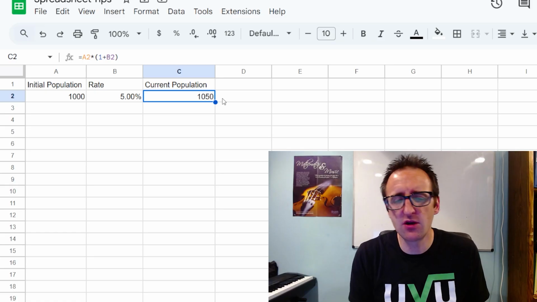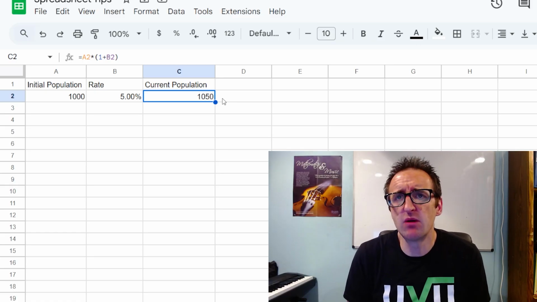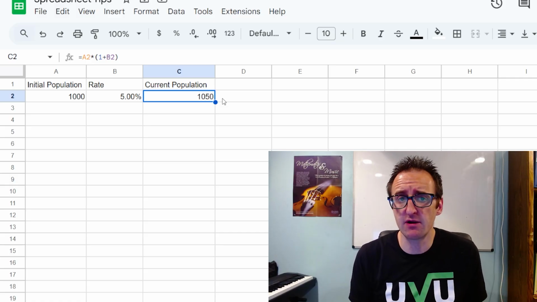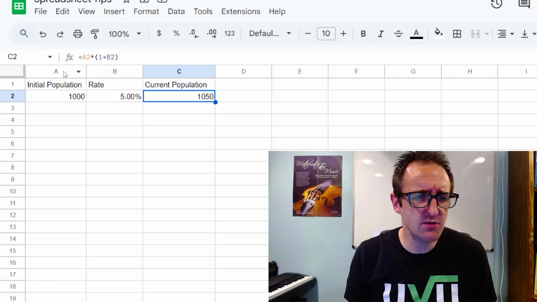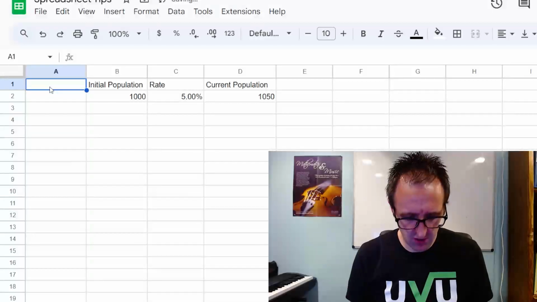Now that's all well and good, which calculates the population after one iteration through the rate. But most of the time, we want to look at what's going to happen with the population over a much longer period of time than just a year. So we need to cook this up a little bit more. So instead of having a current population column, I'm going to create a new column to the left here, and I'm going to call this year.